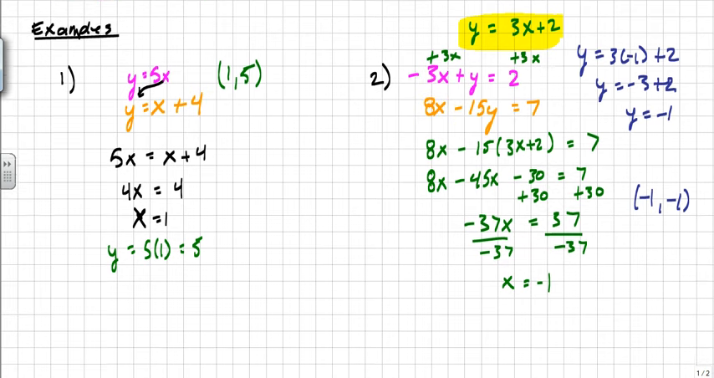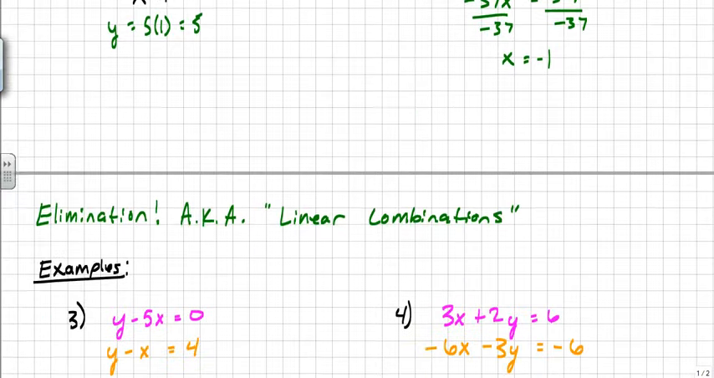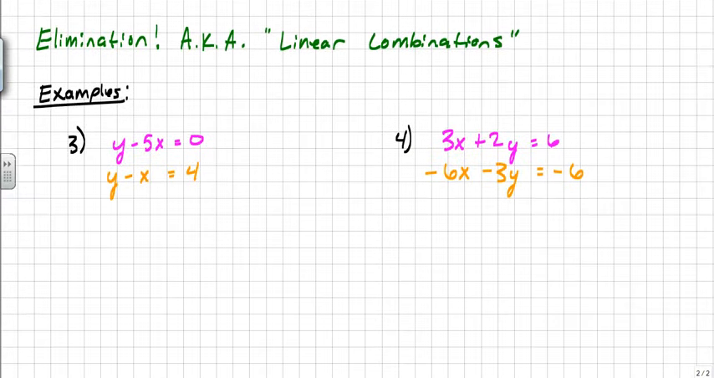That's substitution. Sometimes substitution works best, and sometimes we have a method called elimination that works best. So, elimination, also known as linear combinations, is when you add the two equations together. So I'm going to add one equation to the other, and I want variables to cancel out. But I can also subtract, so I can add or subtract.